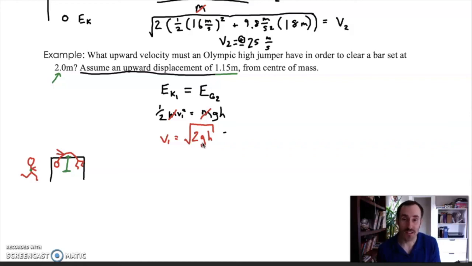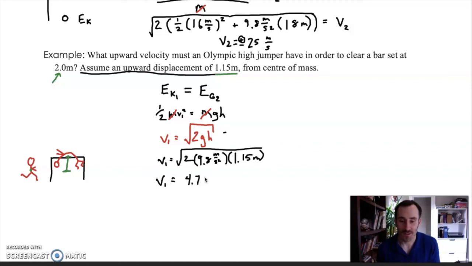Now g is 9.8. h in this case is 1.15 meters. So now we have v1 is equal to the square root of 2 times 9.8 meters per second squared times a height of 1.15 meters, and square rooted. And when you do that, you get v1 must have been 4.7 meters per second. So they had to have an upward velocity of 4.7 meters per second in order to clear the bar.